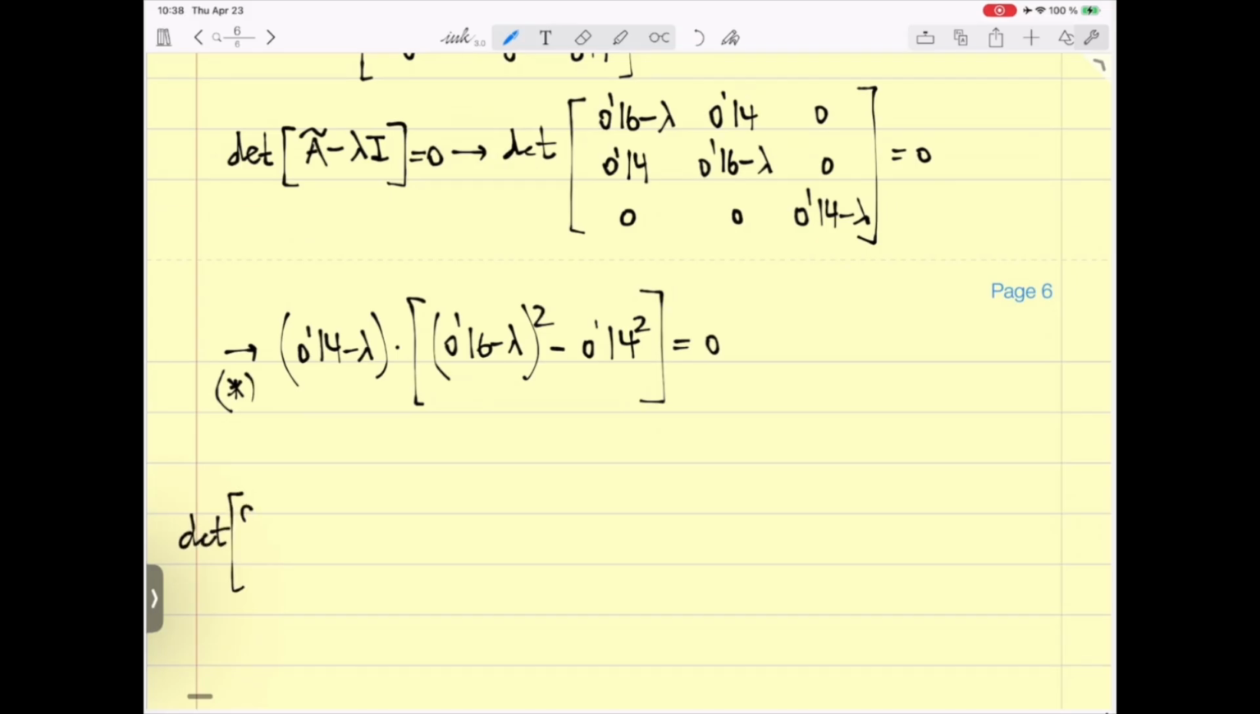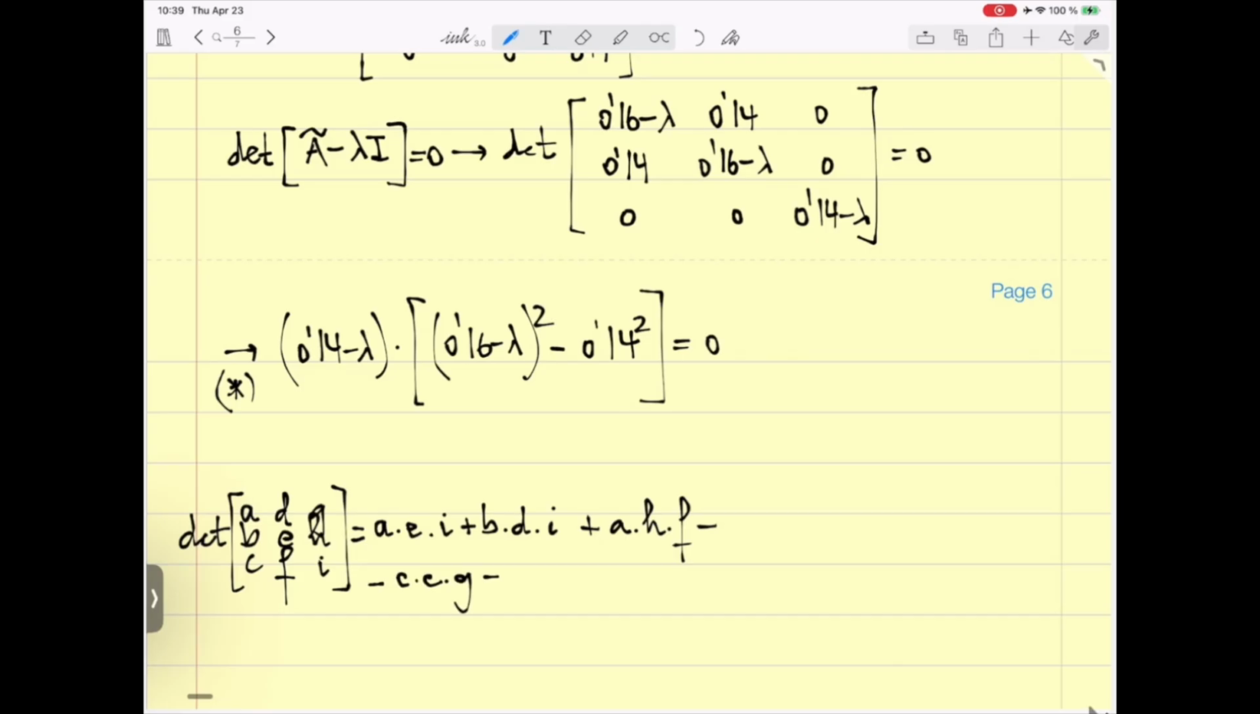To make this step, I used this: the determinant of A, B, C, D, E, F, G, H, I equals A times E times I plus B times F times G plus C times D times H minus C times E times G minus A times F times H minus B times D times I. This is wrong, let me correct it.